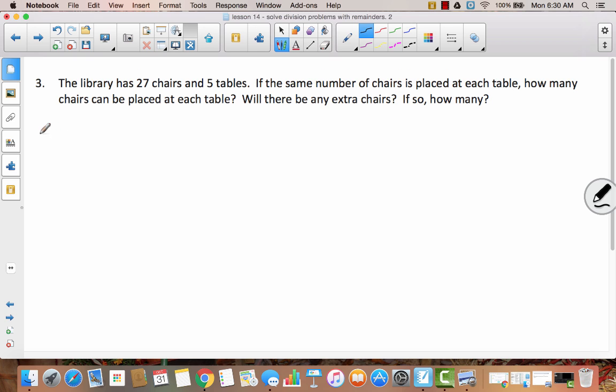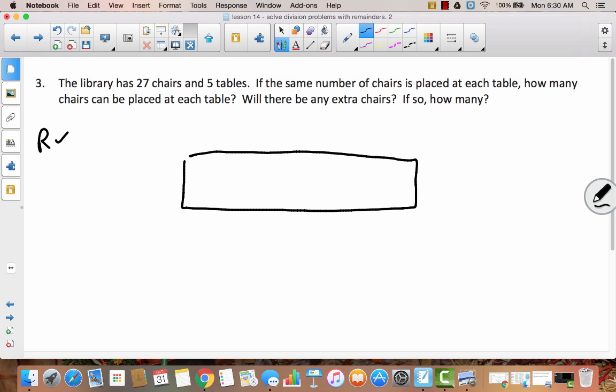All right, so we're going to begin by reading. The library has 27 chairs and 5 tables. If the same number of chairs is placed at each table, how many chairs can be placed at each table? Will there be any extra chairs? If so, how many? All right, so again, we know the total. We've got 27 chairs. So I'm going to go ahead and draw my tape diagram, and I know that there are 27 chairs. So this time, it tells me that there are 5 tables, and it wants to know how many chairs can go at each table.